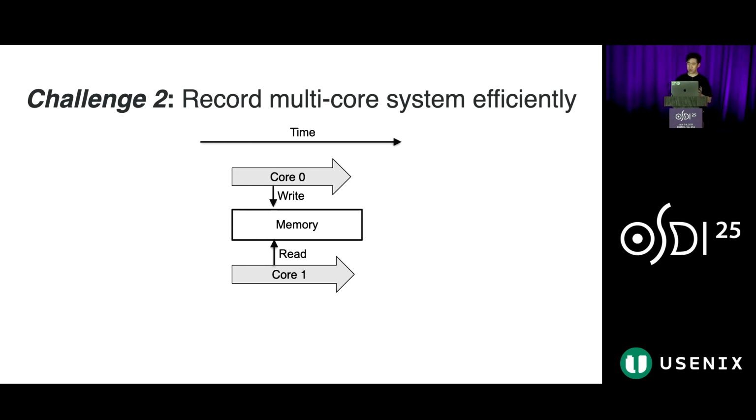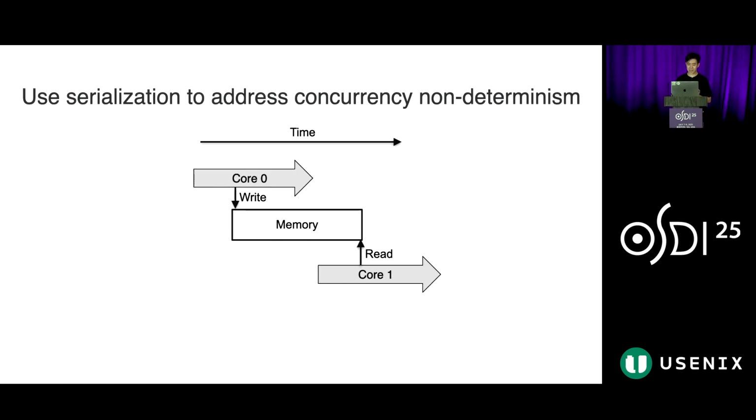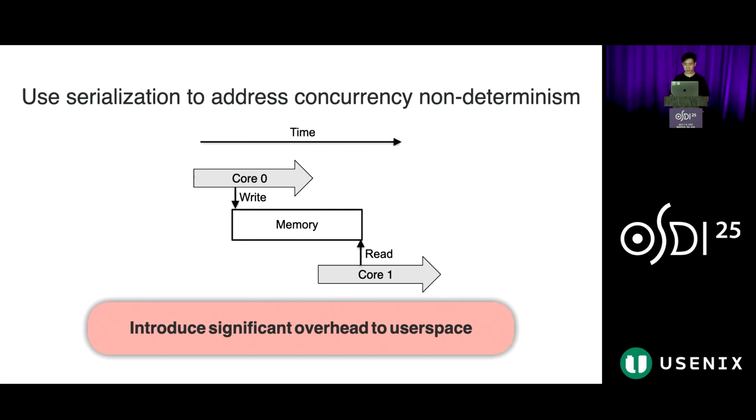A commonly used approach to address this problem is to constrain the parallelism. One specific technique is to serialize the execution by allowing only one core to run at a time. This makes the memory accesses deterministic with a repeatable order. However, if this is applied to the whole system in our approach, the user space would also suffer significant overhead. Then how do we deal with this problem?